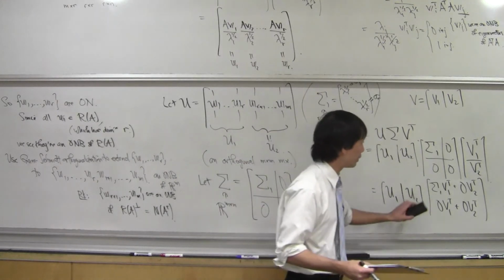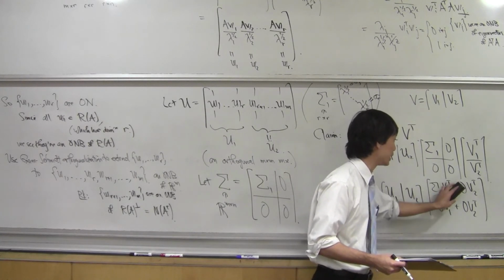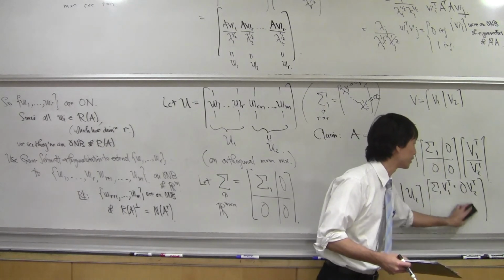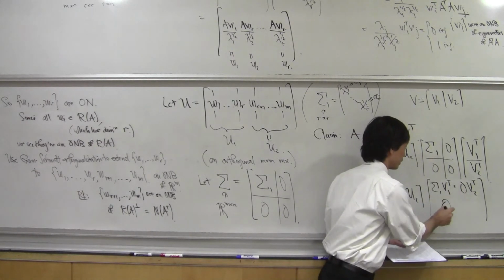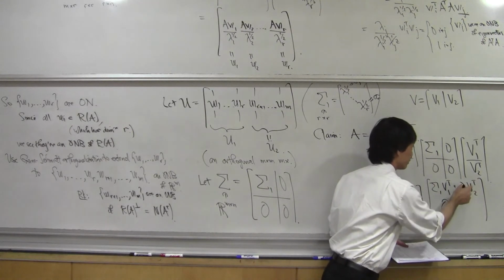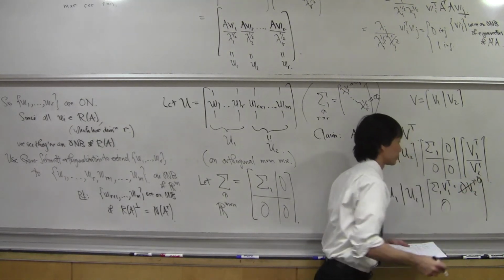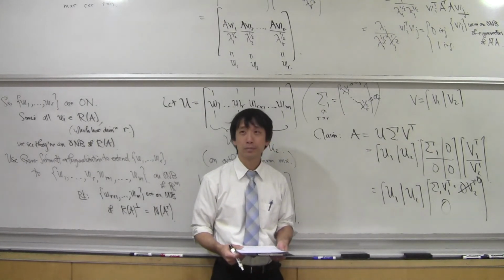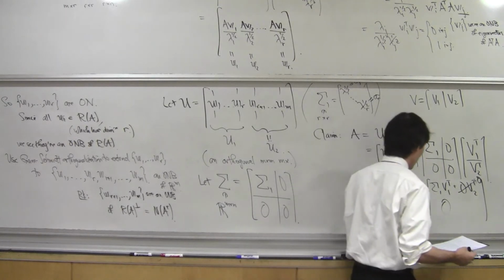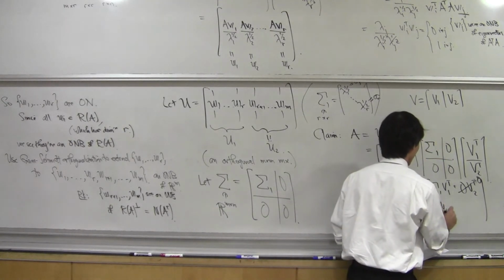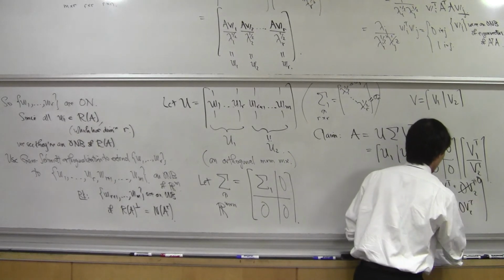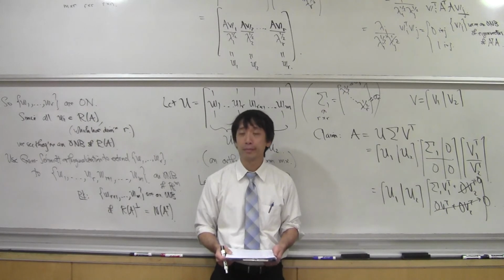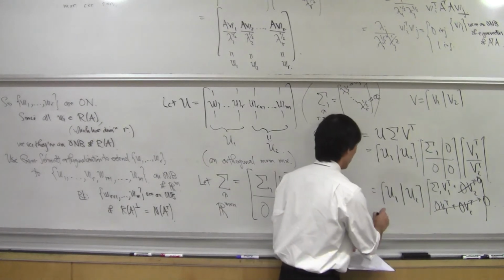Okay. Let me make it simpler by making these zeros just 0. So I'm going to put the 0 here. And this is also 0. Should I keep copying 0 V1 transpose plus 0 V2 transpose? In any case, this is all 0. The 0 matrix. Okay?